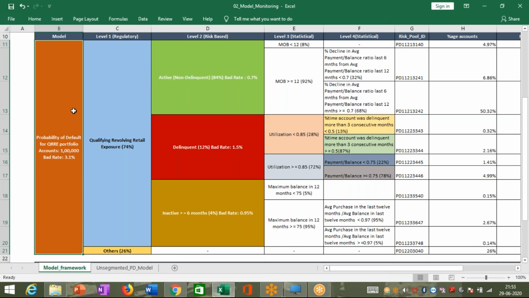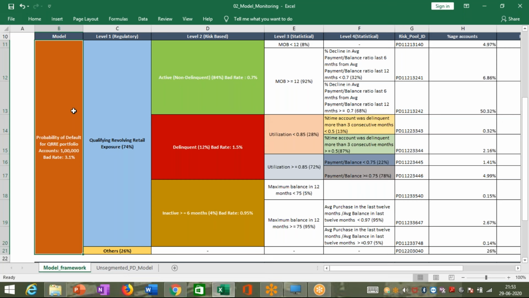Now for those accounts which have lower utilization, the question is: for accounts which are delinquent as on the snapshot, but have relatively lower utilization, lower than the cutoff, how do I distinguish two people there? Obviously, I would look into the times they were delinquent for more than 3 consecutive months, or less than or equal to 3 consecutive months, depending on the percentage of time or the frequency of them going delinquent.